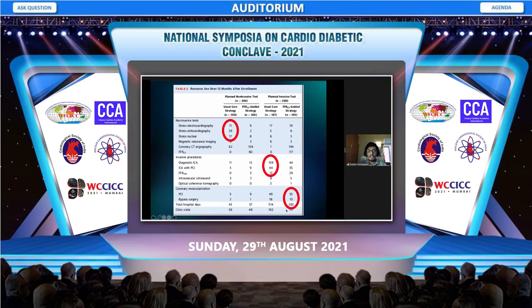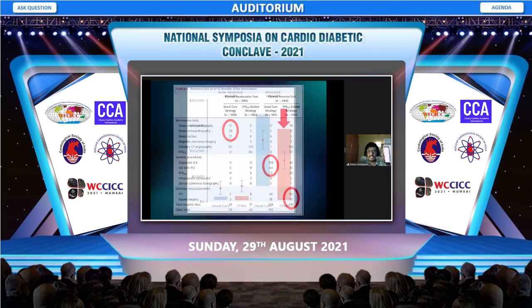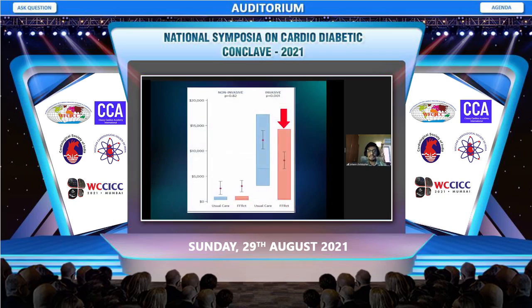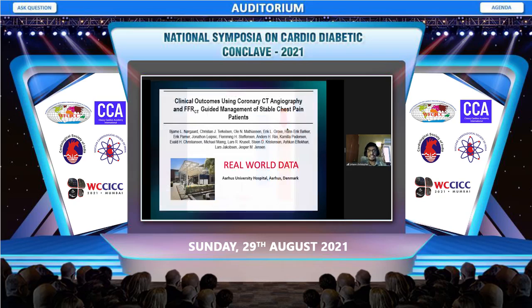What is more important for those of you who are interventionists is that the PCI and bypass numbers are extremely healthy, even with FFR-CT. So don't worry about using FFR-CT. It's not going to decrease your income. What is very important is that when you use FFR-CT as a strategy, the cost is almost equal to that of usual care in the non-invasive group, but there's a substantial decrease in cost when you look at it in the invasive group.